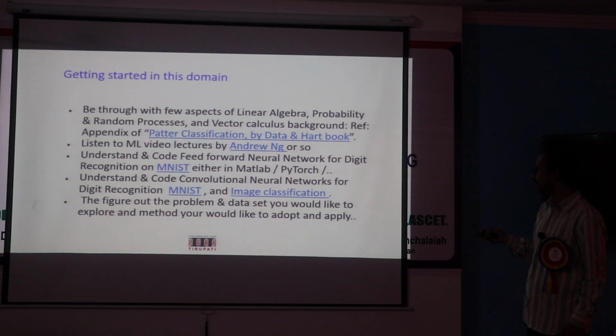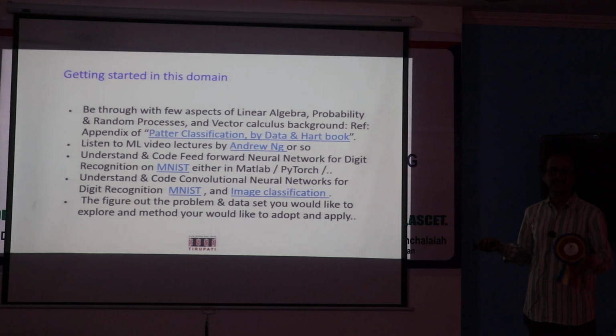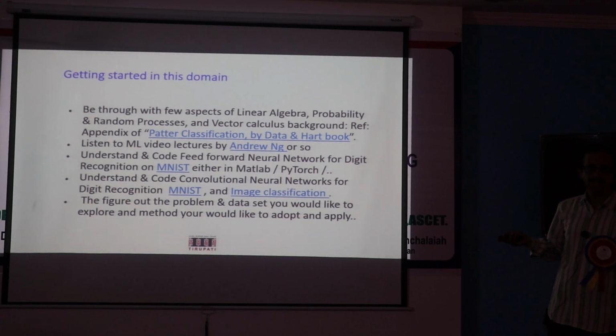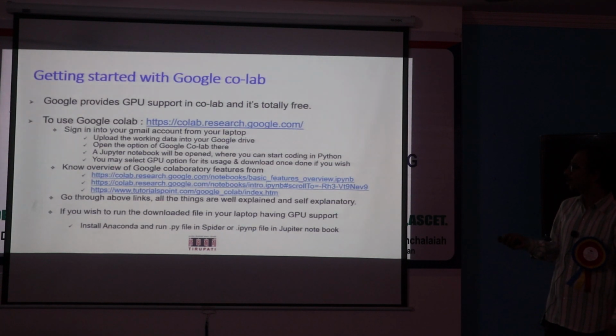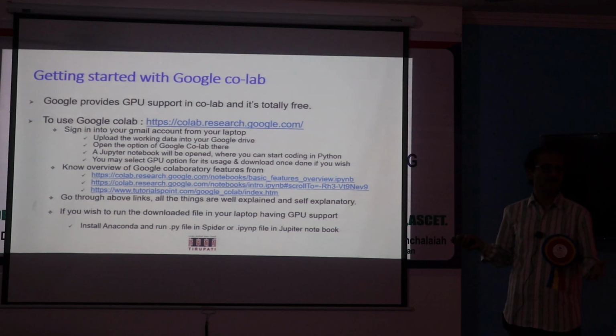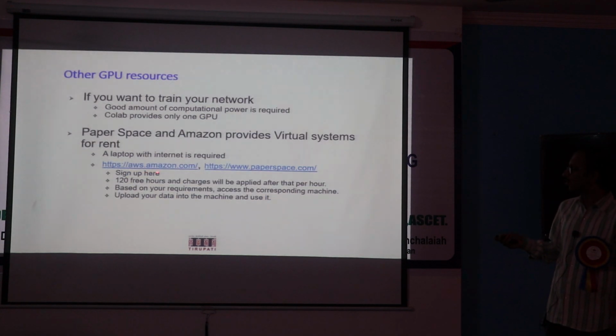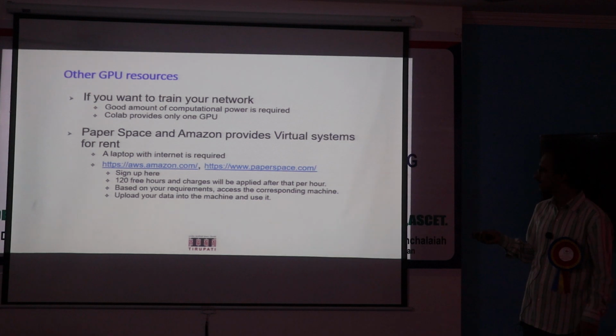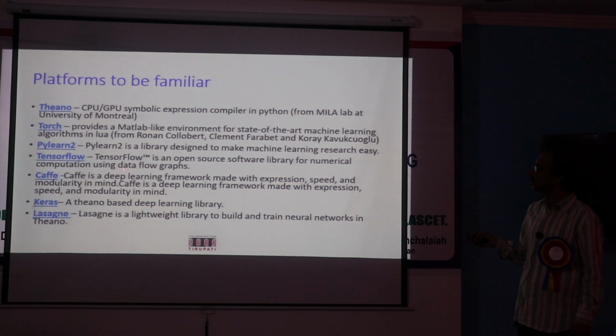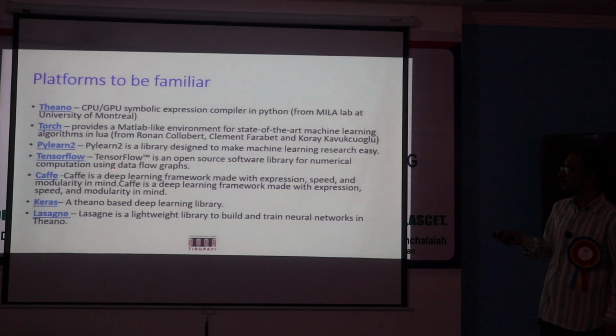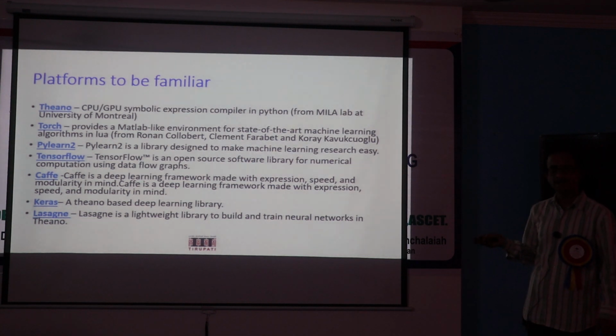Okay, and then subsequently you get some data set of your interest and start applying some of the GitHub codes or the existing codes, and see whether you are familiar to convert them or to apply them. To have resources, Google Colab is one which will give 1 GB or 2 GB of GPU memory. And if you need more, then Amazon Web Services, like Amazon Space, provides virtual systems for rent and so on. And these are the well-known libraries: PyTorch, Theano, TensorFlow, and so on for coding.